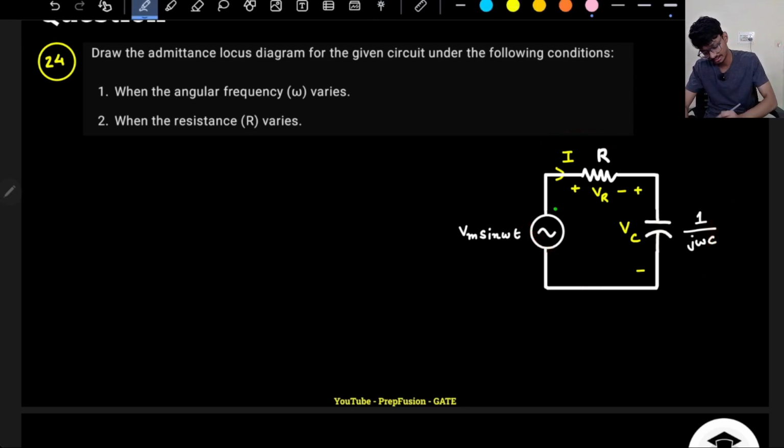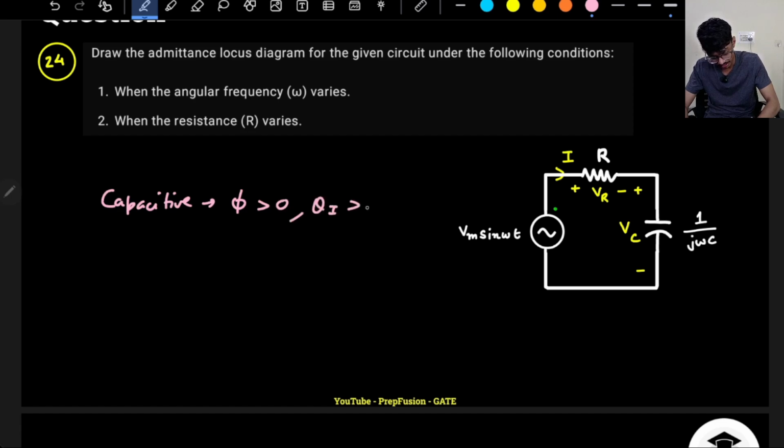So basically it is capacitive. If it is capacitive, it will always be a leading power factor circuit, because I am plotting the admittance only. No matter what, it will always be a leading power factor circuit, right? So if it is leading power factor, my phi will be positive, basically my theta I will be greater than theta V. Okay, so if phi is positive, phi is what?